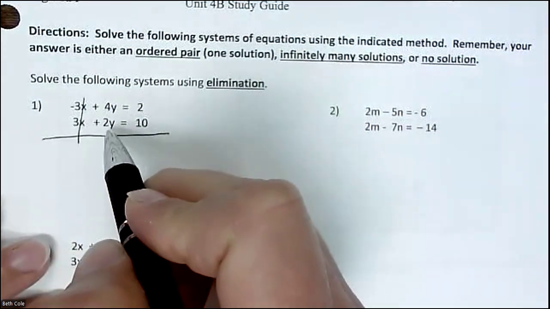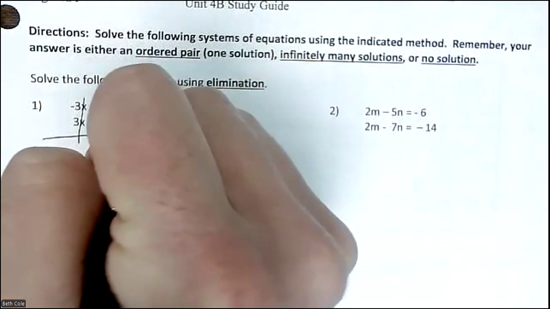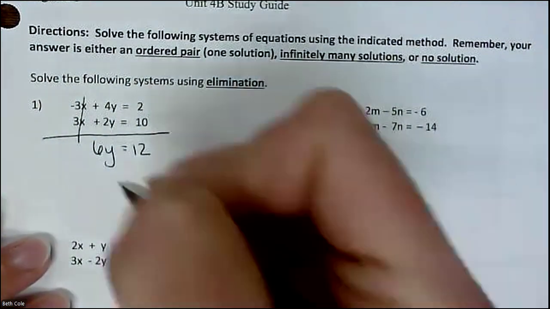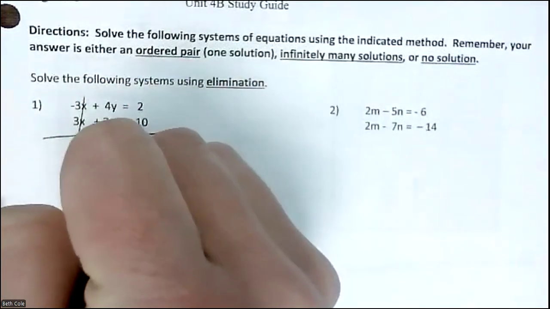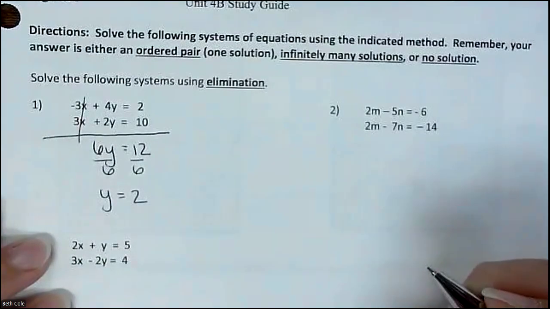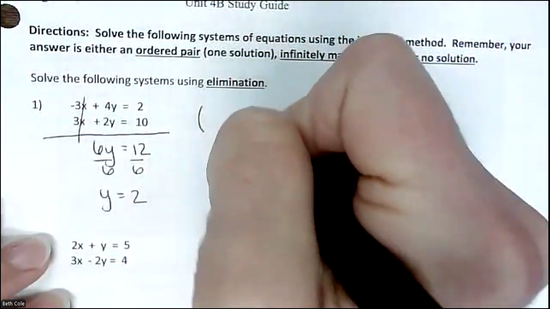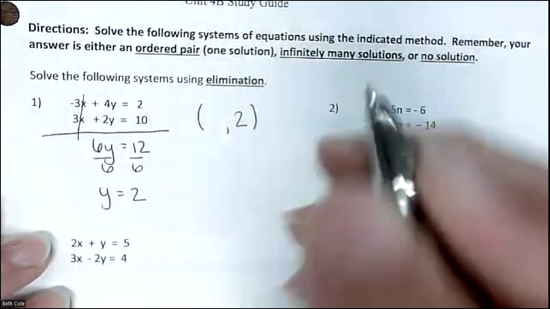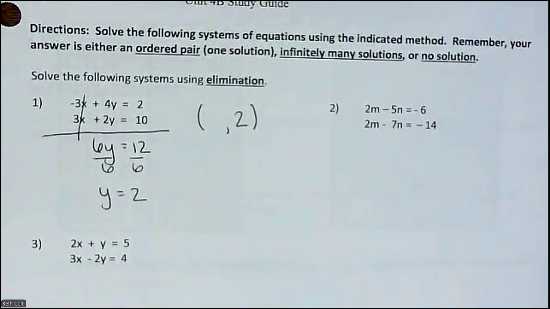When you add this, you're going to get 6y equals 12. Very good. Divide by 6. Y is 2. See, that wasn't bad at all. All right. Now, when you go to write your ordered pair, where does the 2 go? The first spot or the second? The second one.